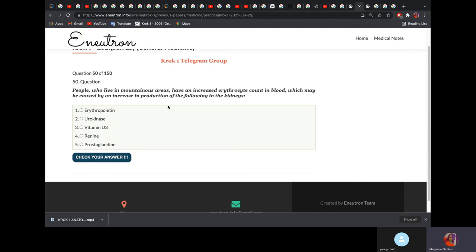People who live in mountainous areas have an increased erythrocyte count in the blood, which may be caused by an increase in the production of the following in the kidney. We explained this in physiology, I think the first or second lecture. Your kidney makes erythropoietin, and it's mostly released when a person is at high altitude, because high altitude has low partial pressure of oxygen, so you increase the amount of erythrocytes via erythropoiesis, so there'll be a lot of blood that can take the little oxygen available in the atmosphere. So the answer will be erythropoietin. Those who live in mountainous areas live there for a long time, because erythropoietin is a long-term regulation. It's not so quick, but when it is stimulated, it can work for quite a time. So erythropoietin.